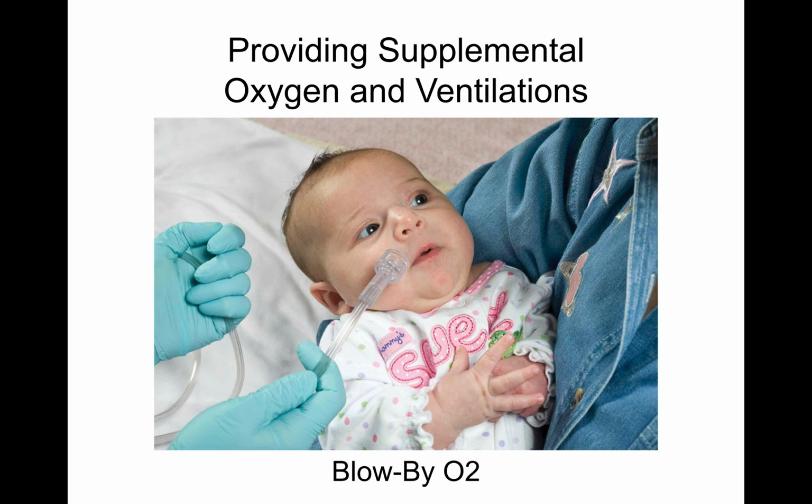Kids don't necessarily tolerate masks very well. You can just hook up some oxygen tubing to the O2 bottle and then do blow-by O2 here. So if you set it at 6 or 8 liters and just shoot that at their face, they'll get more oxygen than they otherwise would.